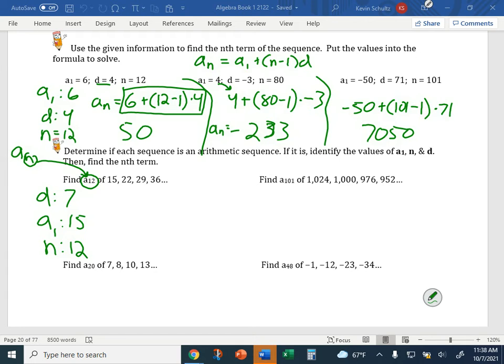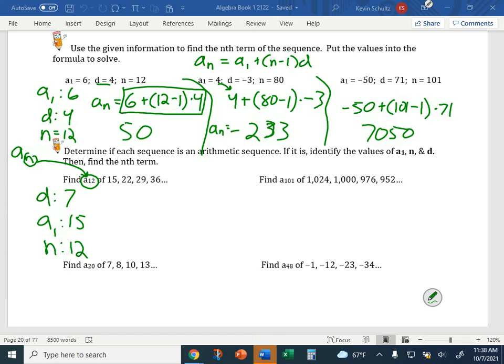Let's look at the next one. I'll have you come back and finish this one shortly. Find the A101 of 1,024, 1,000, 976, 952. Okay? Is this arithmetic? It's kind of confusing to look at all those commas in there, but is this arithmetic? Is there a constant pattern? And then if there is, what is it?